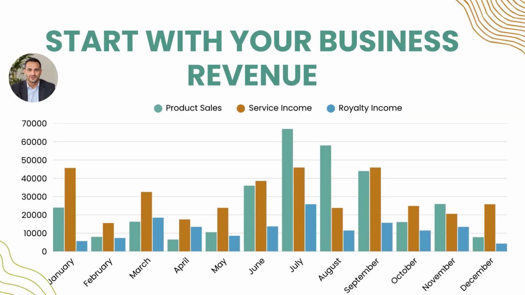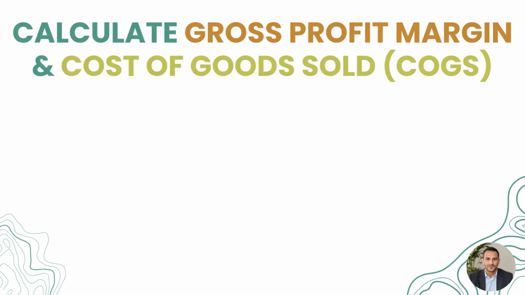Start with your business revenue. Start with your total monthly revenue. That's all the income your business brings in before any expenses. If you have multiple revenue streams like product sales, service income, or royalty income, list them separately. This number needs to reflect the true income you reasonably expect to generate in a given period, not just your best case scenario. Part 2.